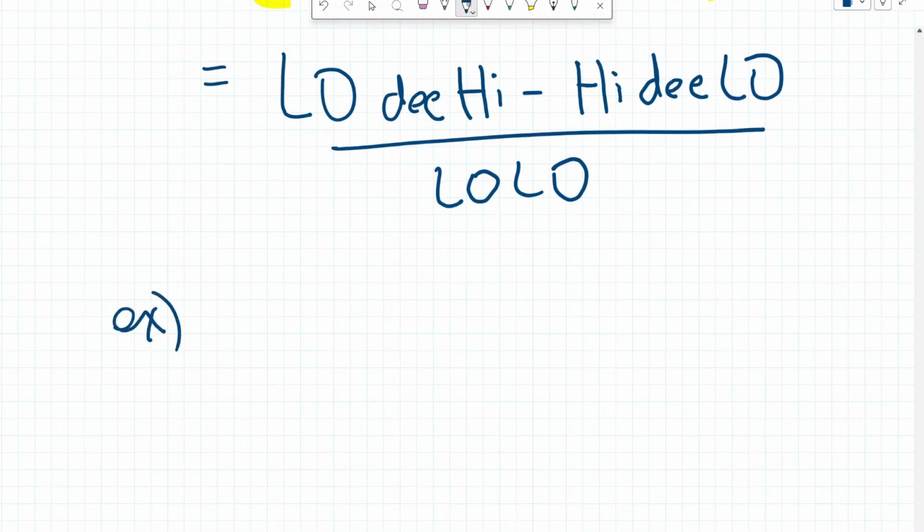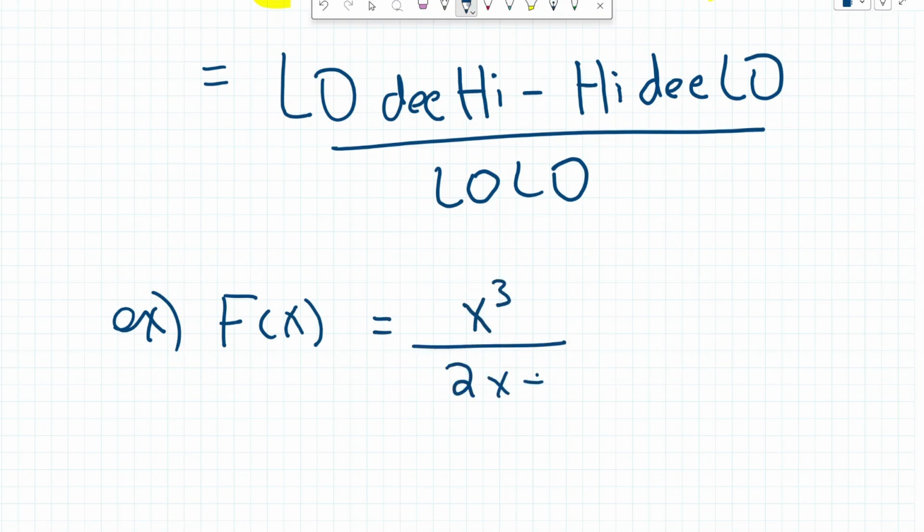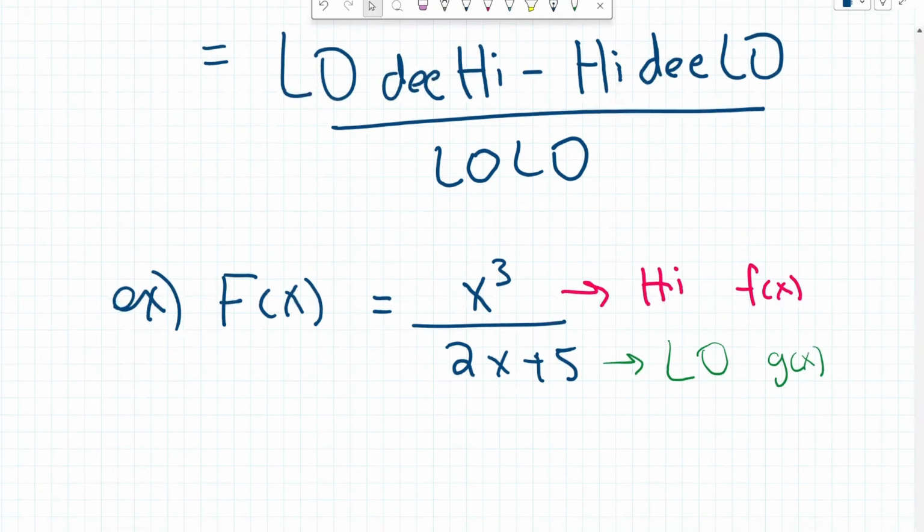So let's look at an example over here. What if our function equals x cubed over 2x plus 5? Well, our numerator is our high, and our denominator is our low. So our high is what we had as our f of x, and our low is what we used to have as our g of x. And in this case, the d just equals the derivative. So d equals derivative. And that's it.